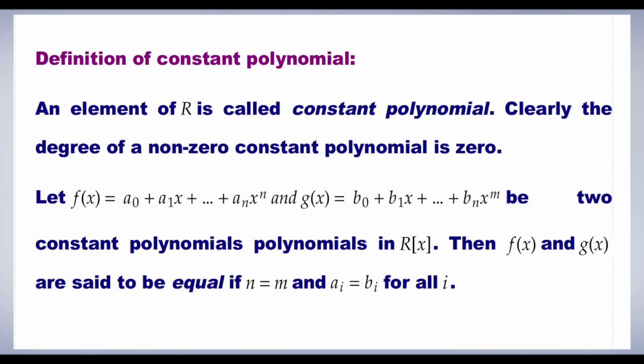Let f(x) = a0 + a1x + and so on + an xⁿ, and g(x) = b0 + b1x + and so on + bm xᵐ, be two polynomials in R[x]. Then f(x) and g(x) are said to be equal if n is equal to m and ai equals bi for all i.